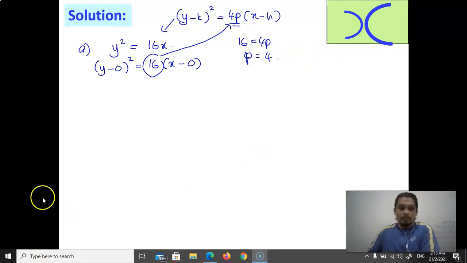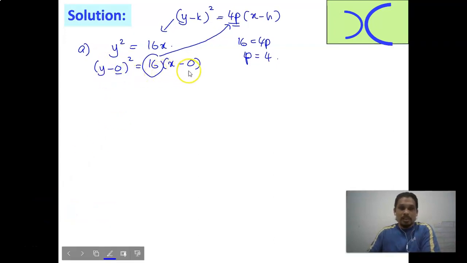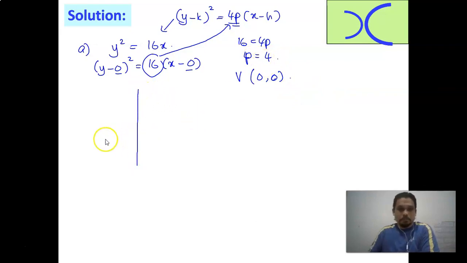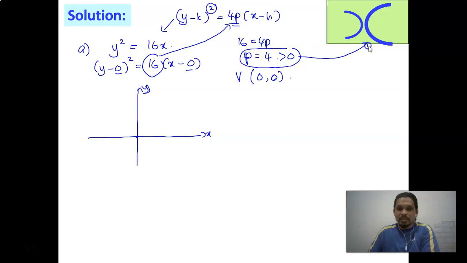According to this, h and k give the vertex of the parabola, which is 0, 0, and p equal to 4. Since p is equal to 4, which is positive, and y to the power of 2 is either open to the left or open to the right, it is open to the right because p is positive.